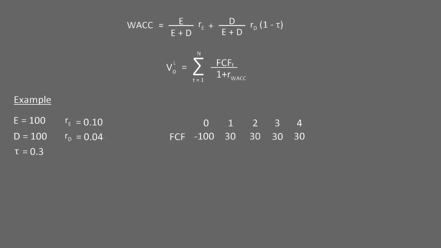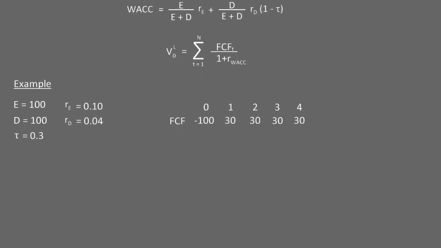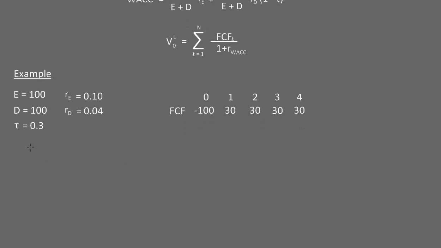The easiest way to show this is through an example. Now, suppose a firm has 100 of equity, 100 of debt. RE is 10% and the cost of debt is 4%, and the tax rate is 30%. And also assume that the firm has the following free cash flows, and you're asked to calculate the levered value of the firm. Now the first thing to do is calculate the WACC.